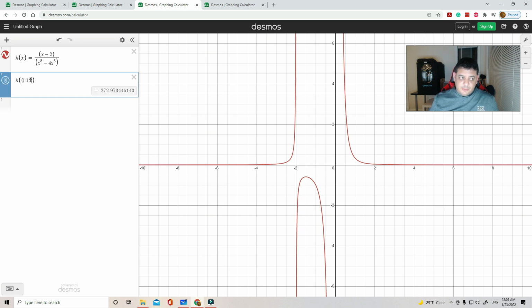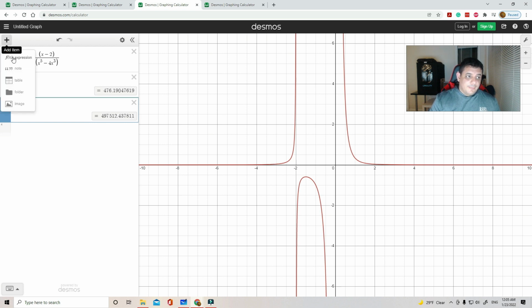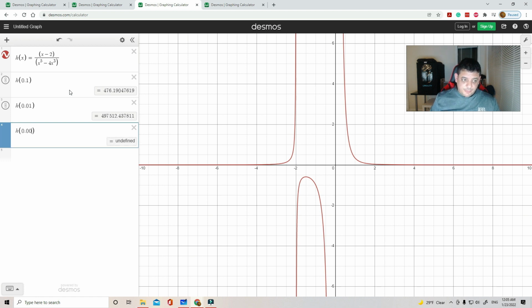So for example, we can go with 0.1, and then start moving closer and closer to 0: 0.01, and 0.00001. Notice that every time this is a larger and larger value, so we can see that it's clearly going to infinity.